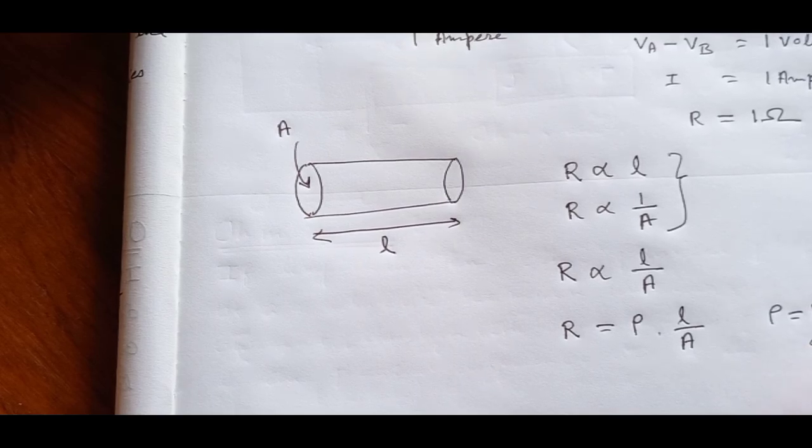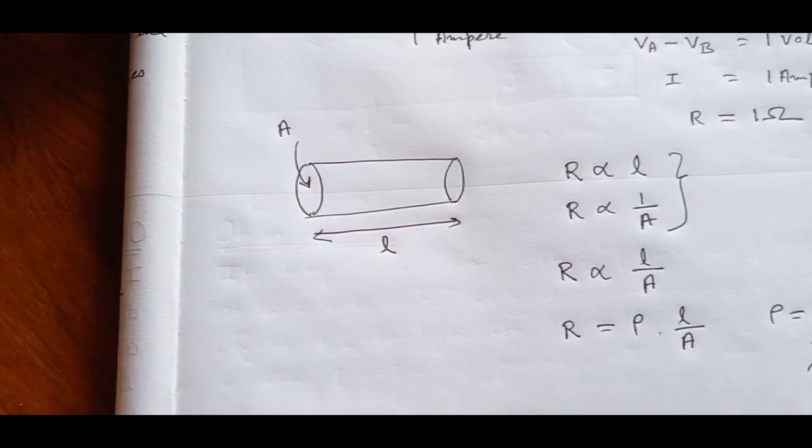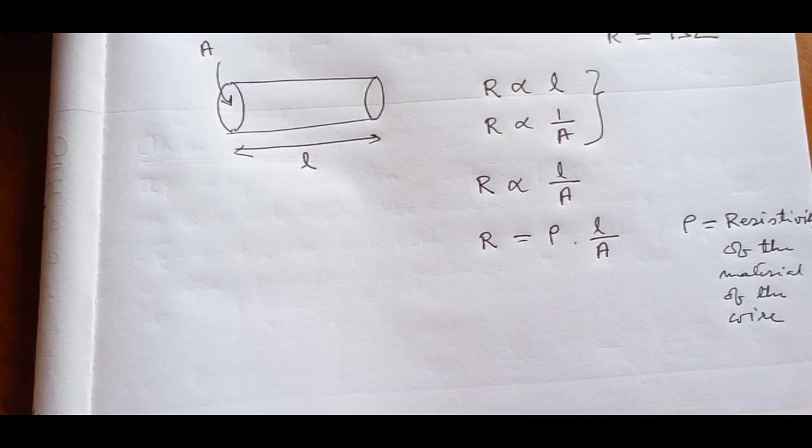where rho is the resistivity of the material of the wire.